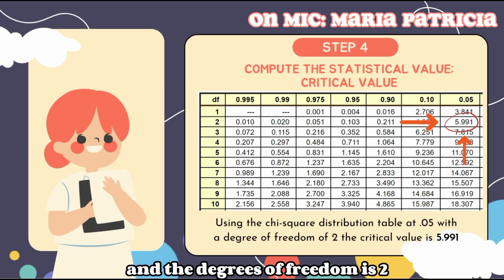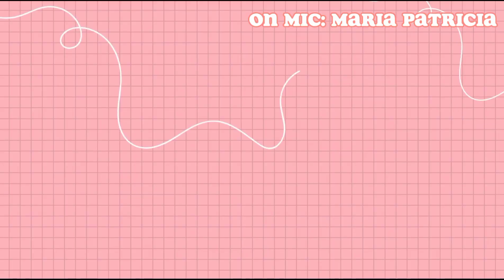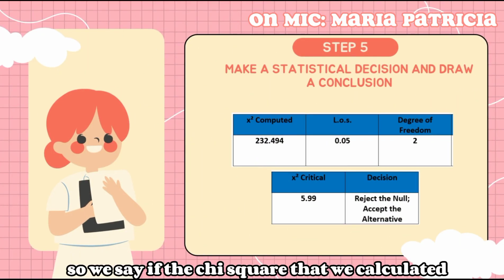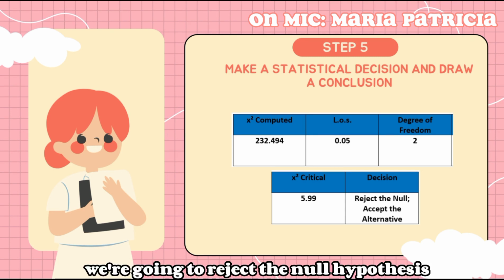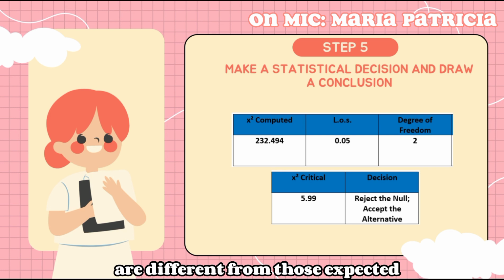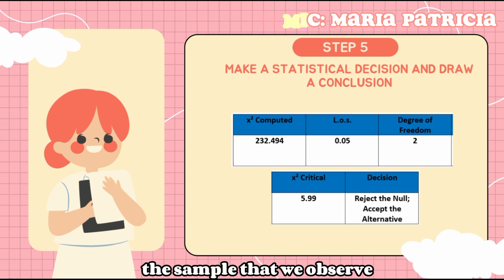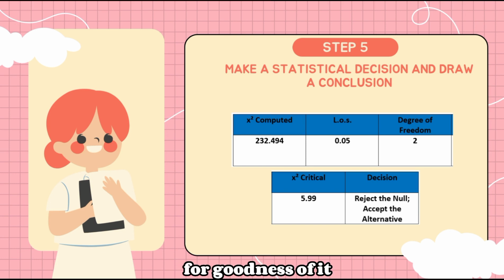We have this chi-square table right here where we look up the alpha of 0.05 and the degrees of freedom of 2, and we find 5.99147. Step 5. Decision. If the chi-square that we calculated is greater than 5.99, we're going to reject the null hypothesis. And we can say that the ages of the 2010 population are different from those expected based on the 2000 population. The sample that we observed was different from the sample we expected to find using the chi-square test for goodness of fit.